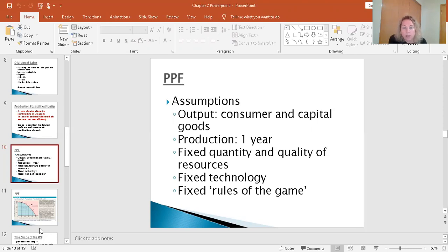And the last one is that we have fixed rules of the game. For those of you who either had me last semester and you remember, if there's any readers in our group, or if you just want to take a guess, what would be the rules of the game?